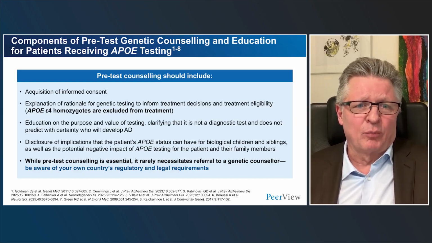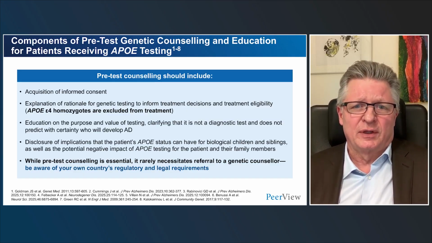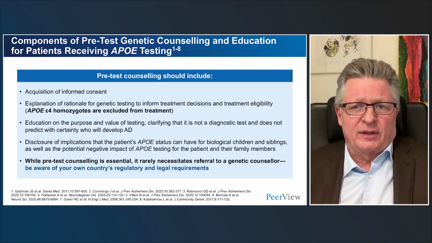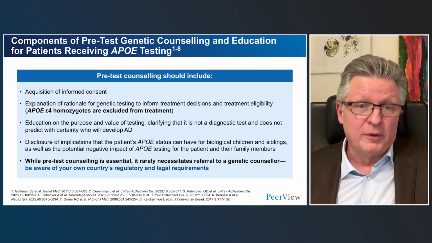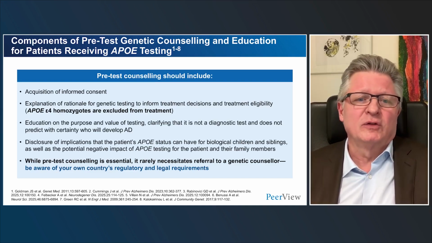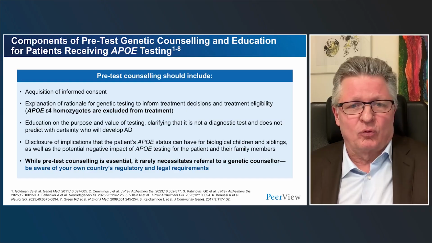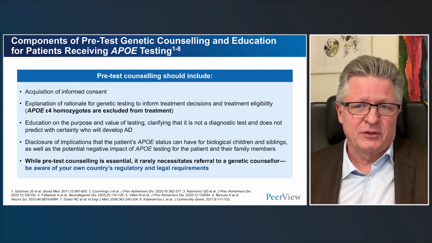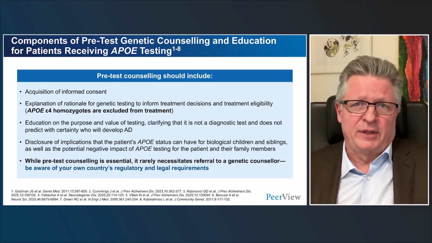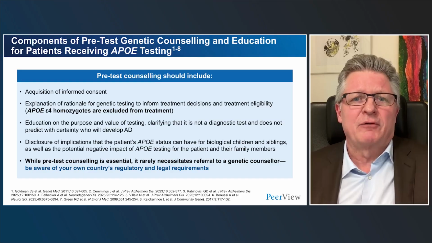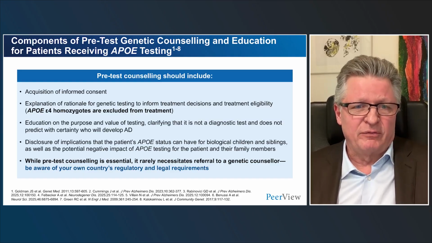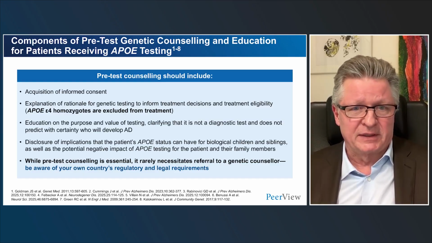The education on the purpose and value of testing should also clarify that this is not a diagnostic test for Alzheimer's disease, and also does not predict who will develop Alzheimer's disease, also not for family members. As Juan has shown in the first part of this session, there are risks associated with APOE status, but it's not a diagnostic or very specific predictive test for an individual person regarding the development of Alzheimer's disease.